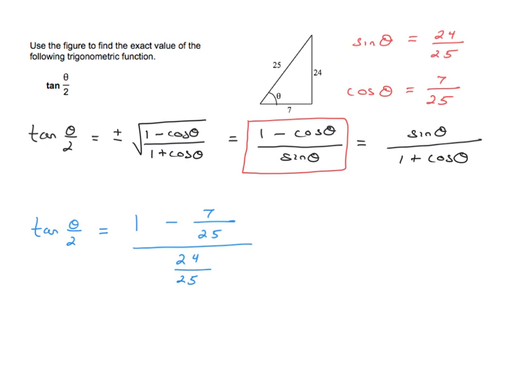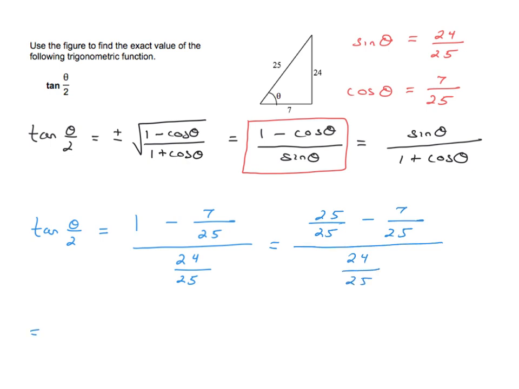There's a couple of ways to do this. You could multiply the top and bottom by 25. That would cancel every single denominator. Or you could just subtract the 2 fractions in the top and divide this top fraction by this bottom fraction. I think I'll go with that second route, where in the numerator, I'm going to change 1 to 25 over 25. And then I'm going to just leave the denominator alone.